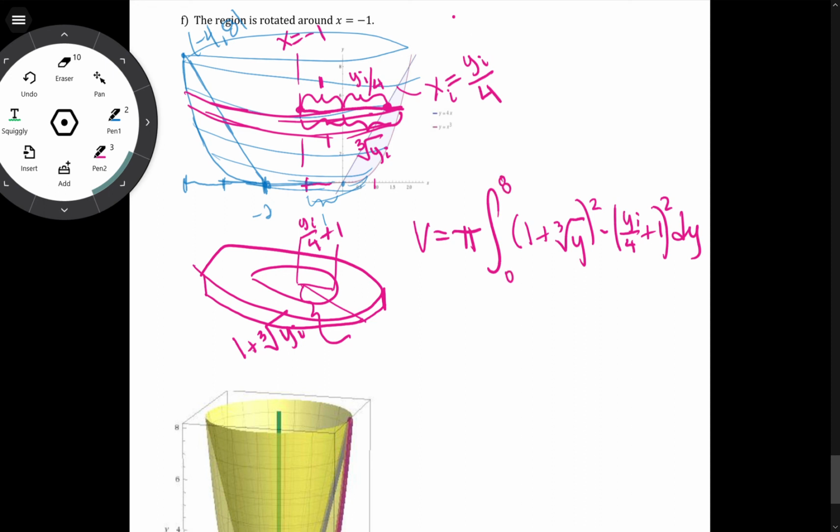Okay, so there was a whole bunch of different variations on this, and you'll have different regions and things to look at. Hopefully that gets you started.